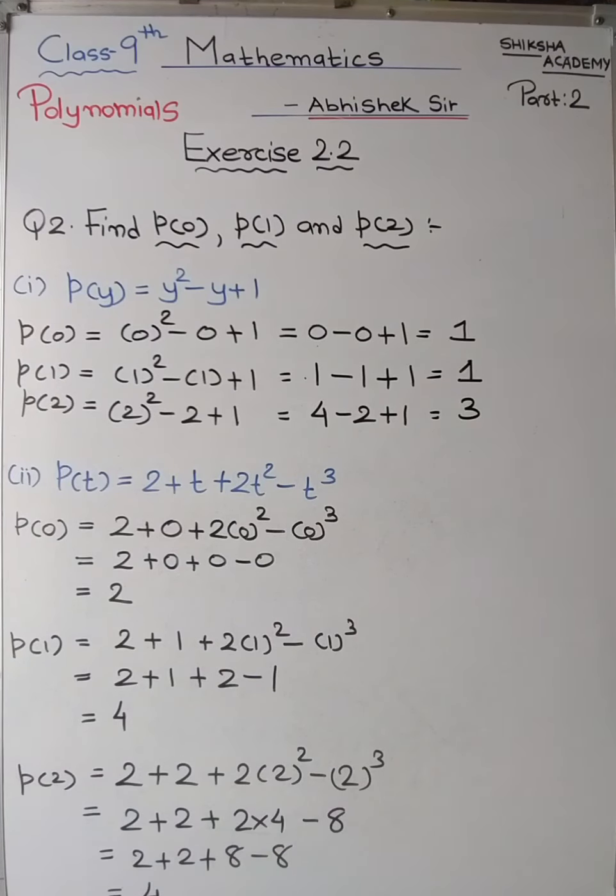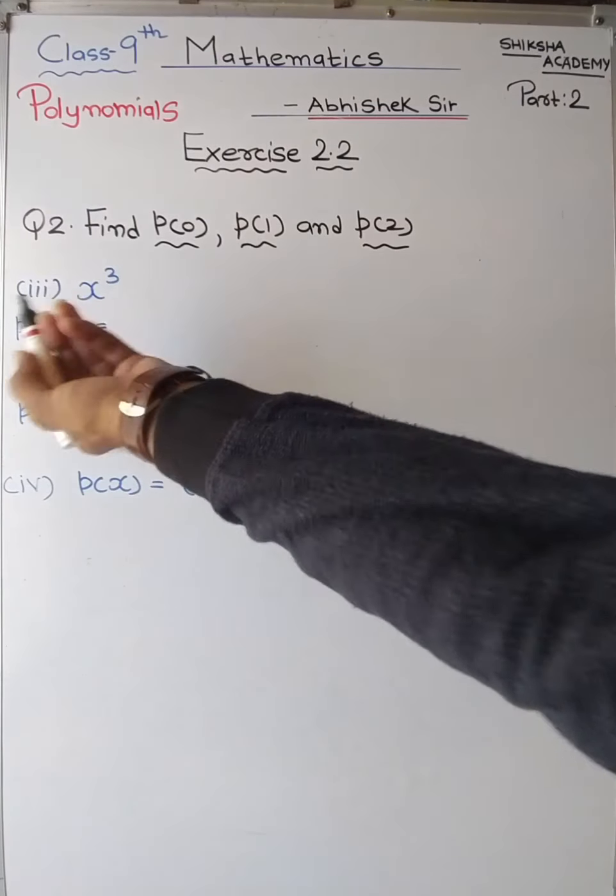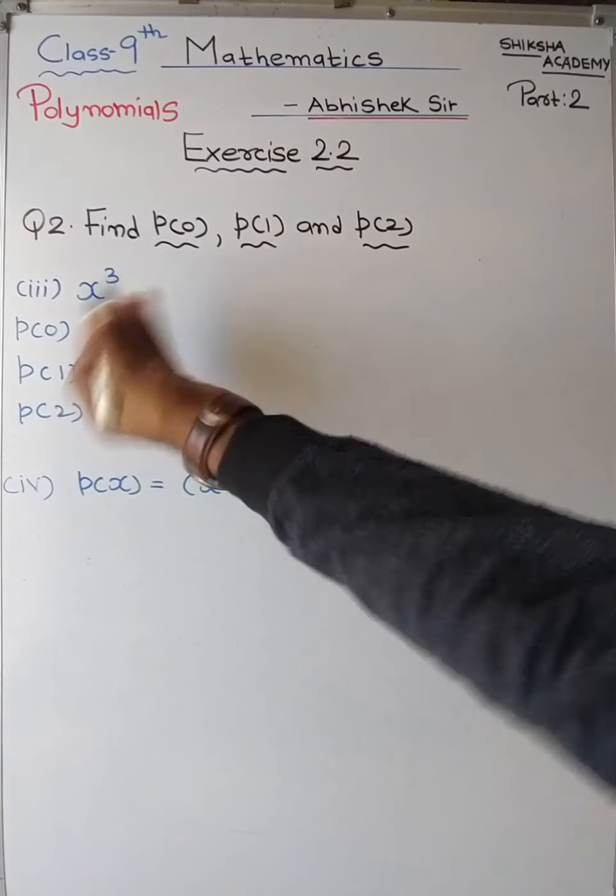Moving on to the third one. Here we have question number 3. This polynomial is only x cube. So whatever values are there will only be cube.